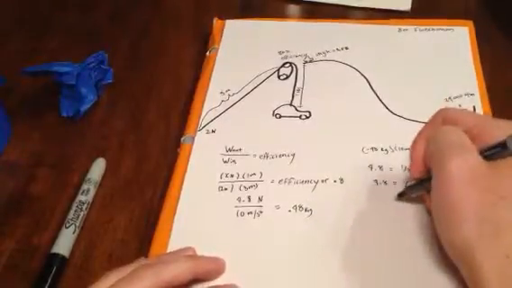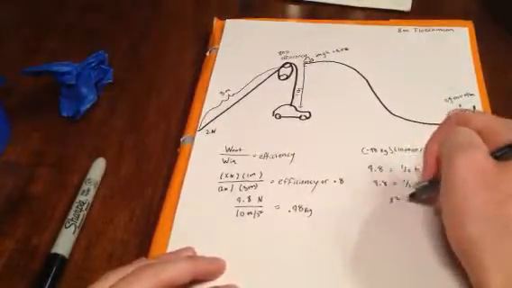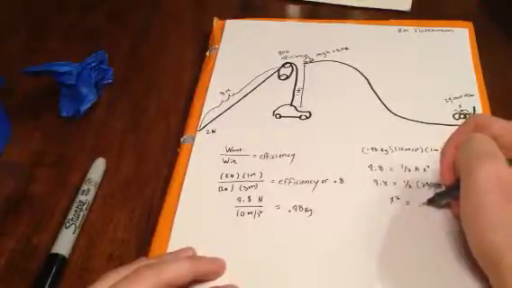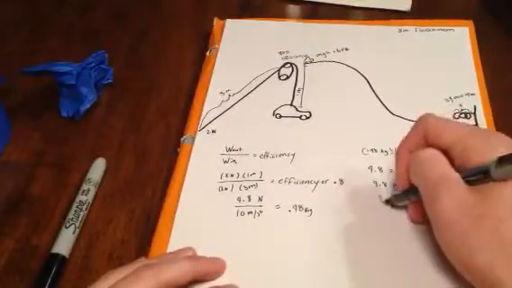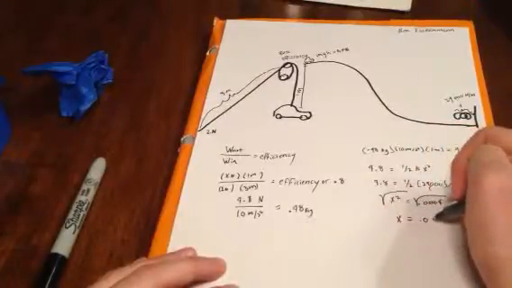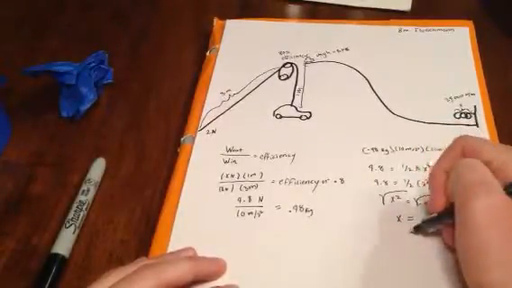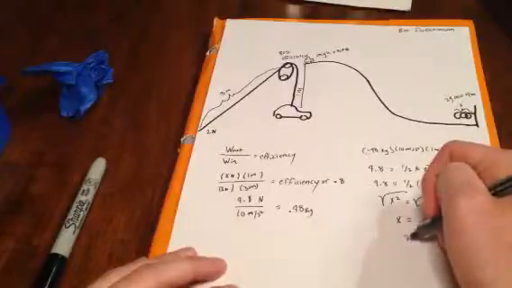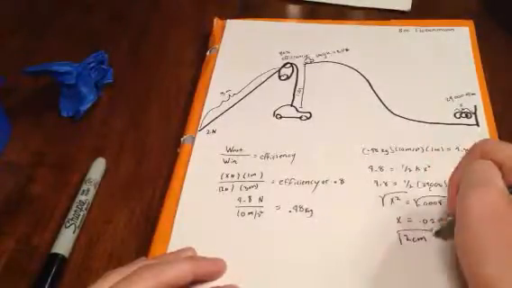Now if we just solve this, we get x squared to be equal to 0.0004. Square root each side. You get x is equal to 0.02 meters, or 2 centimeters.